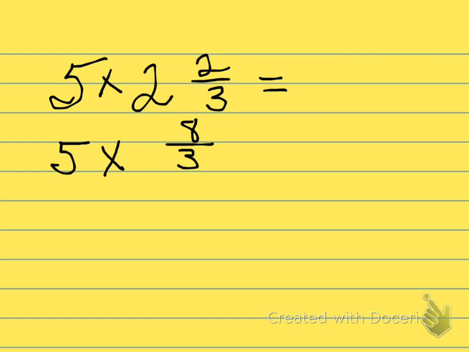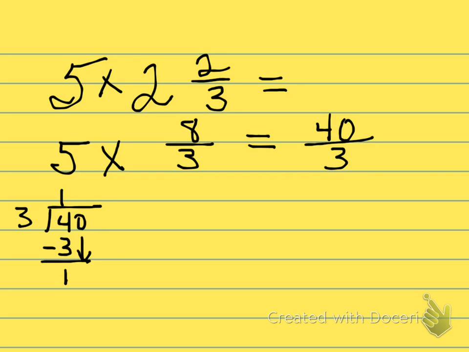Then I'm going to go ahead and multiply. 5 times 8/3 equals, well, I'm going to multiply 5 times 8 is 40, and of course my denominator stays the same, 40/3. Now I have that improper fraction. Now what I have to do is say, what is the mixed number? So I've got to think, how many 3s are in 39? 1 times 3 is 3, minus 3 is 0. Bring down the 9. There are 3, 9. Okay, I've got a remainder of 1. So I know that 40 thirds equals 13 and 1/3.